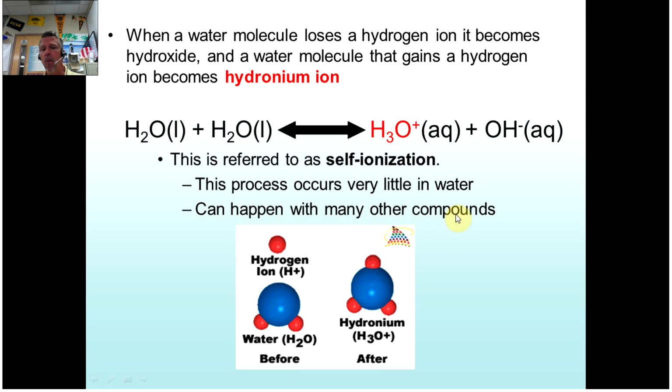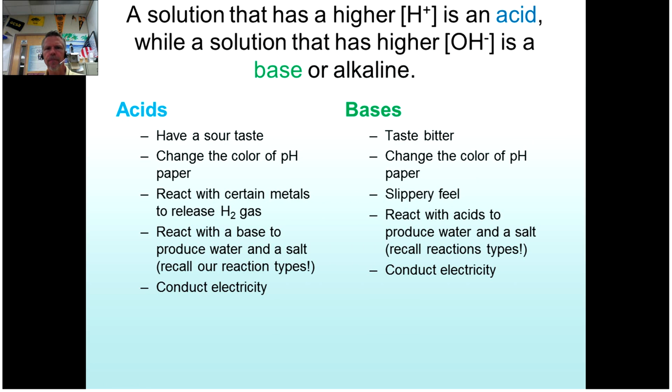Actually, it happens a lot more in other compounds. Specifically, lots of other compounds can lose hydrogen ions or lose hydroxide ions, and that's the basis of acid-base chemistry. First of all, with acid-base chemistry, we're always talking about solutions. This is solution chemistry, where compounds are dissolved in aqueous solution.